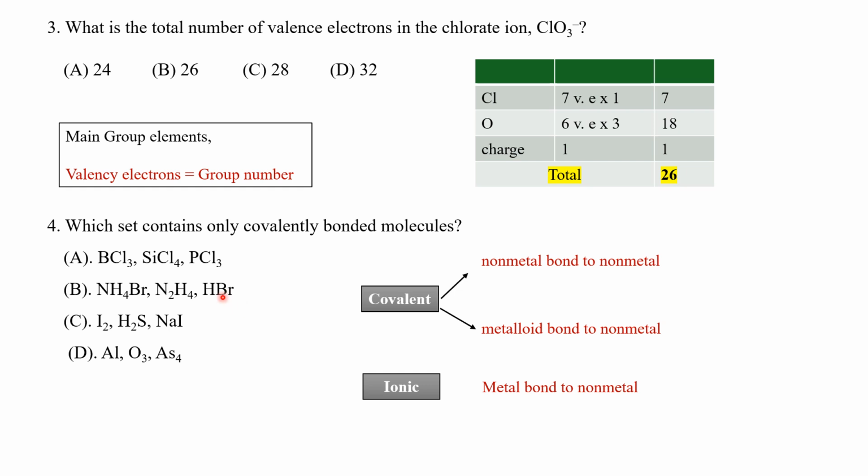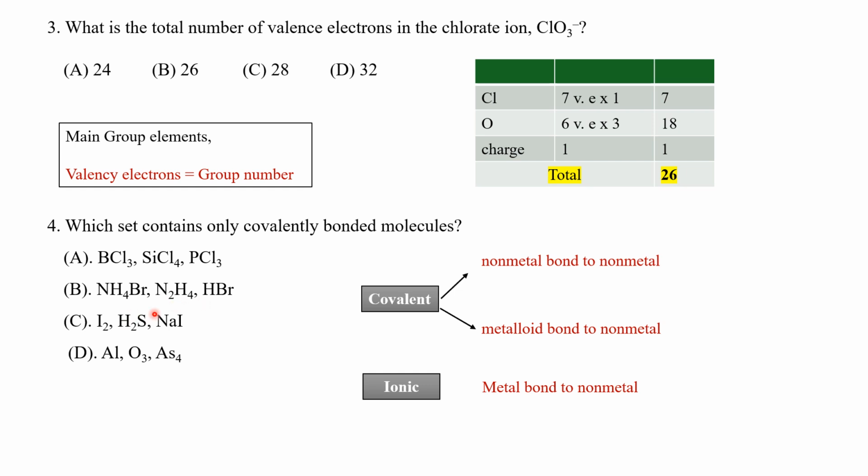Now let's go and find out. There are four answers given. First one, boron trichloride, SiCl4, PCl3. So boron is a metalloid, silicon is a metalloid, phosphorus is a non-metal, all the chlorines are non-metals. So the answer is correct. Second one, ammonium bromide, N2H4, HBr.